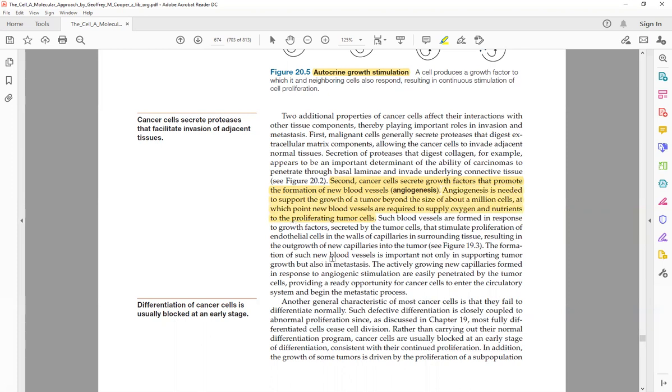The formation of such new blood vessels is important not only in supporting tumor cells, but also in the case of metastasis. So tumor cells will undergo formation of blood vessels, due to which the process of metastasis takes place, so that they can move from one location to the other. Next.